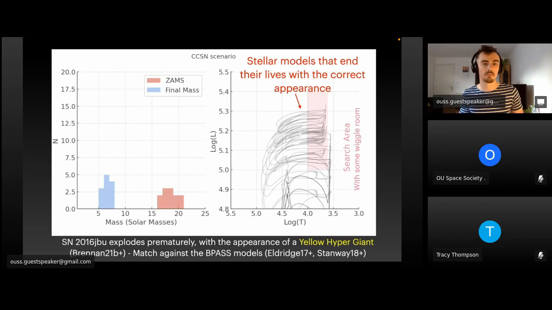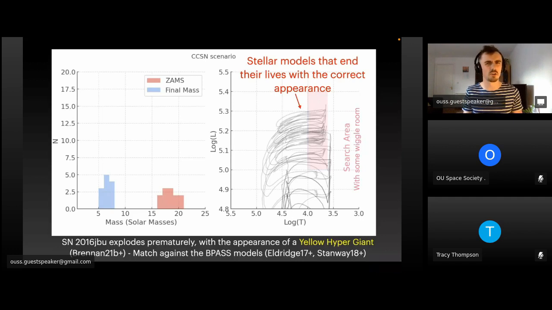So if we compare this to models, I'm going to get a little bit complex, but let's see how we get on. On the right-hand side of this plot, we have some models of stars that spend their lives evolving how we'd expect them to, and then end their lives in that little red box on the right-hand side of your screen. And we've matched these stars based on the appearance of the progenitor of 2016jbu just before it exploded. Now, this is from a very special library of stellar models called the BPASS models, and it has, I think, 250,000 different models, and we find on the order of 10 models that match this.